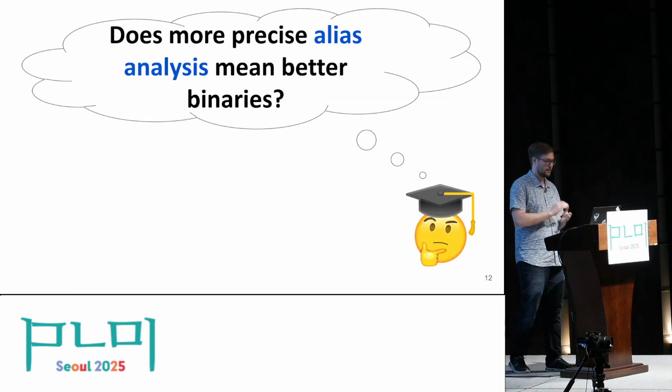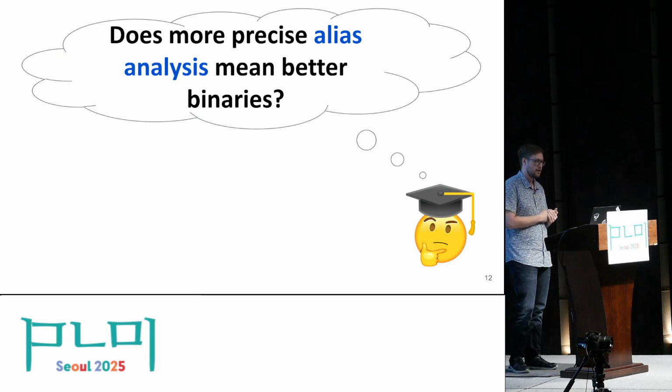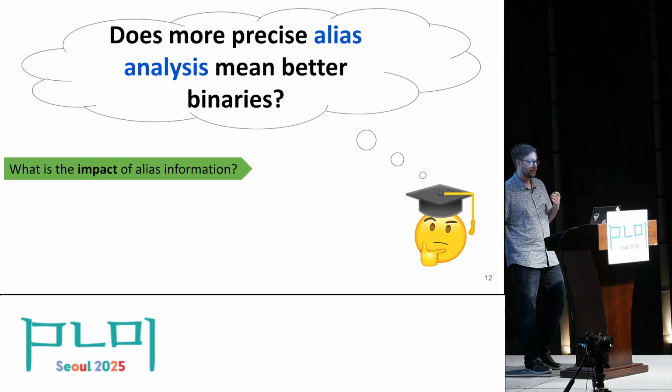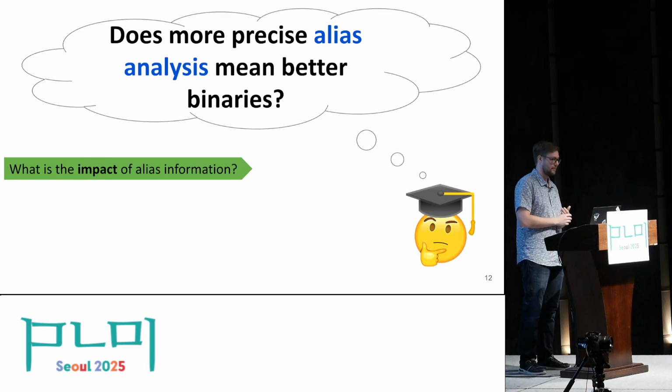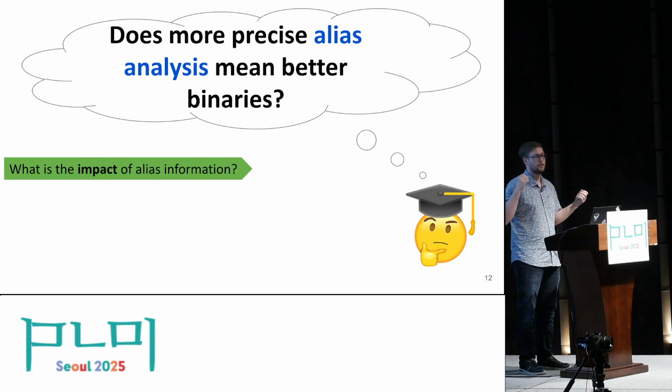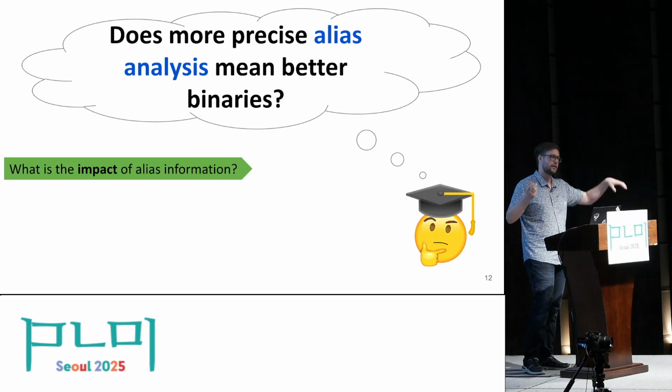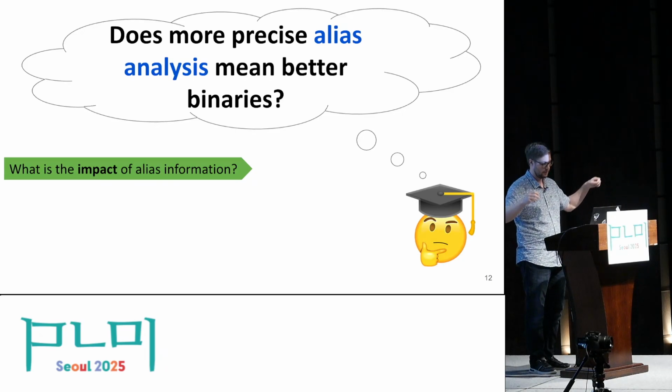Good. Going back to the high-level question, we know now how to do this technically. So let's ask more specific questions, and these are really our research questions. Our first question is, what is the impact of aliasing information? And this is really trying to compare the two extrema in this search space, the extrema of all the information and no information at all.